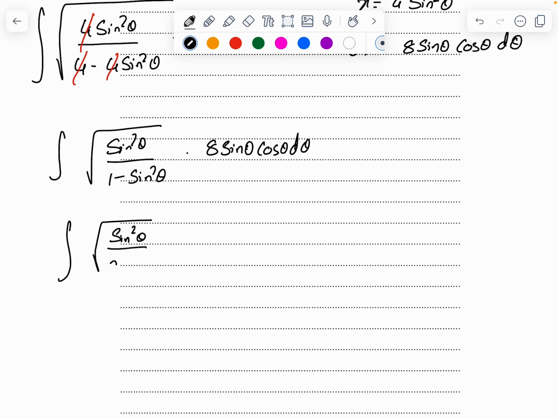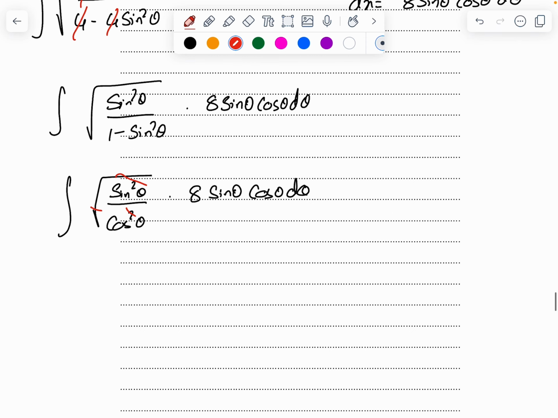Sine square theta by cos square theta, 8 sine theta cos theta d theta. Square and square root get cancelled. Then cos theta gets cancelled. So I am left with 8 integral of sine square theta d theta.